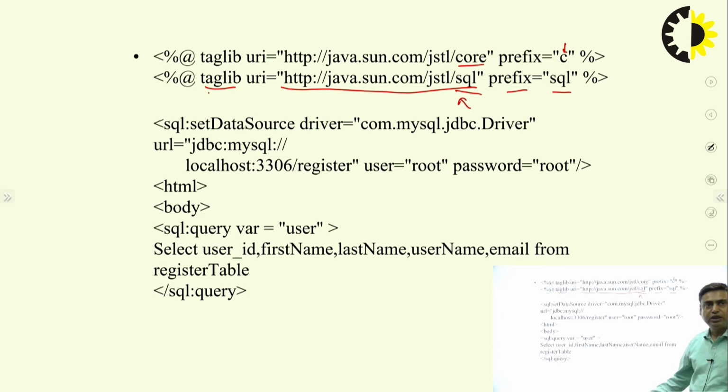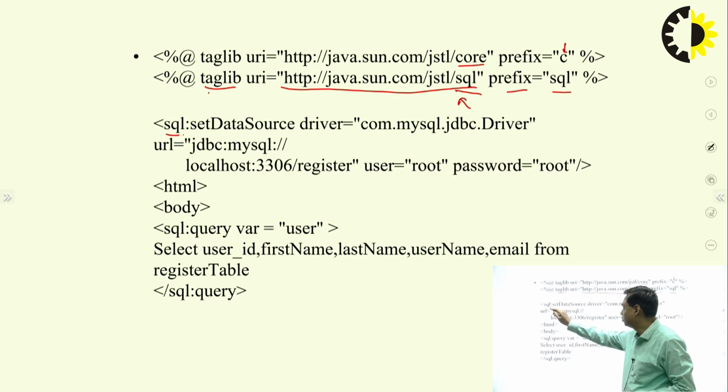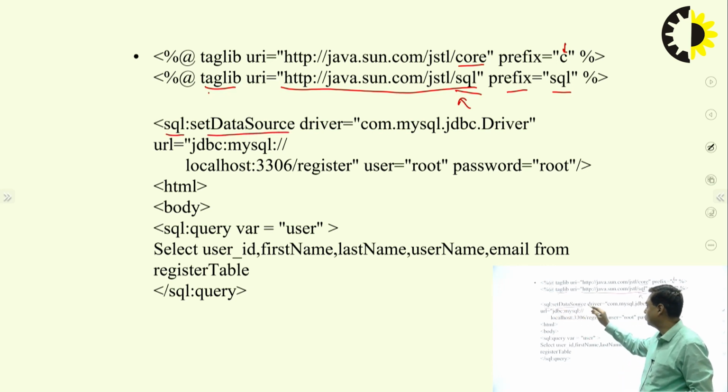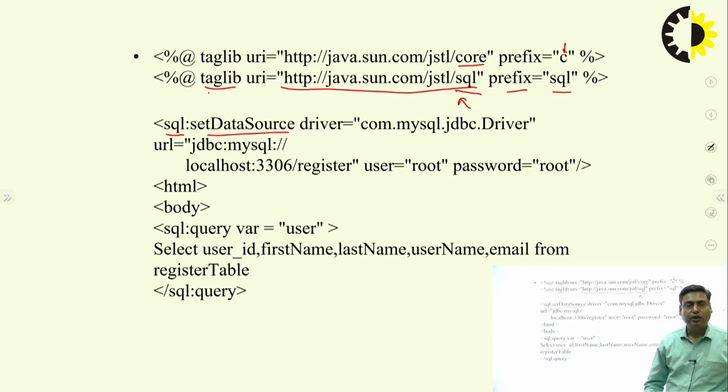Now I am going to start this small program for database connectivity with the help of a JSP action. So you can see we have sql, then we are using setDataSource. Whenever you are going to connect to a database, it is important that the driver must be loaded. So here in this example, we are going to connect with the MySQL data source. So we have mentioned the driver com.mysql.jdbc.Driver.